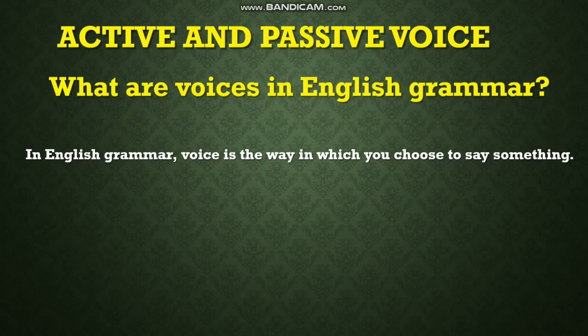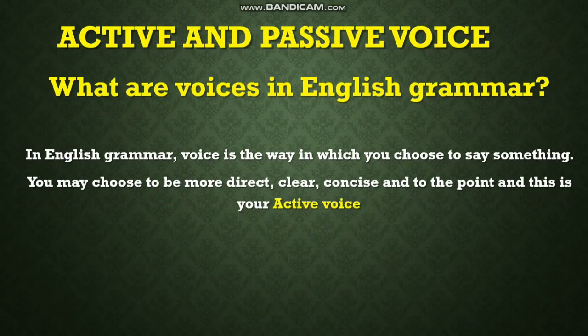And you may choose to be more direct, clear, concise, and to the point. And this is your active voice. It means that in English, when you are going to say something in the way which is more direct, which is clear, which is concise, which is to the point without going around and around, that is your active voice. That is the first voice in English grammar.